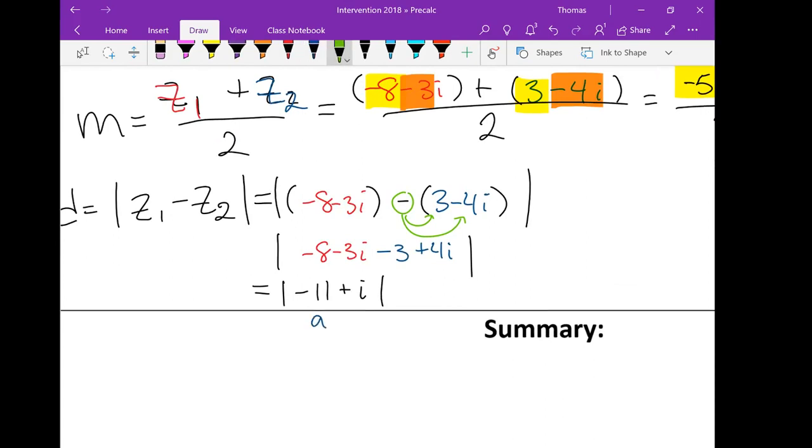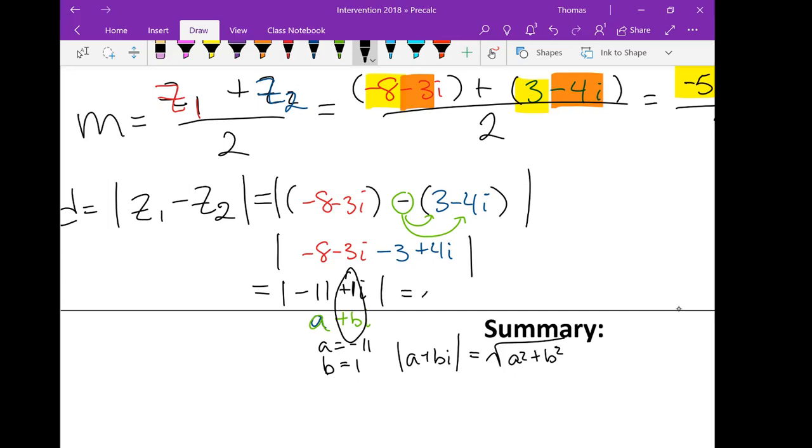So normally we take a modulus using a plus bi. That's saying modulus of this number here. It looks like our a is going to be negative 11. And our b is just the coefficient on i. It's not i itself, it's just whatever's attached to i. Here we have 1i, so b is going to be 1. All right, so we have our a and b. And our formula for modulus, if we had the modulus of a plus bi, that would be the square root of a squared plus b squared. That was our formula for modulus.